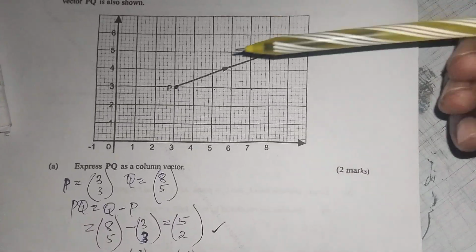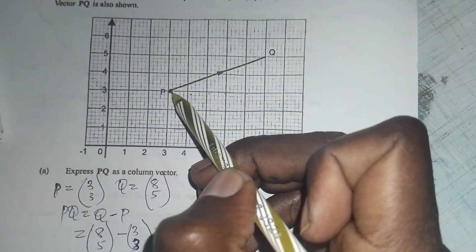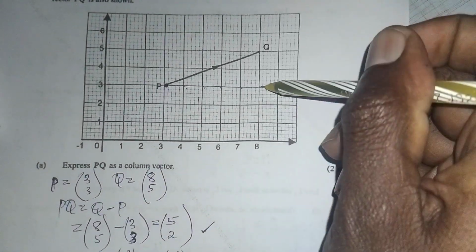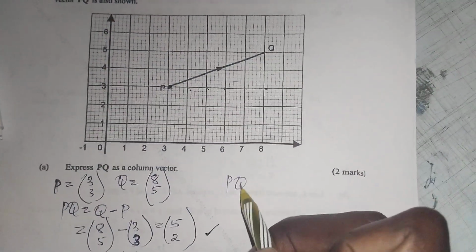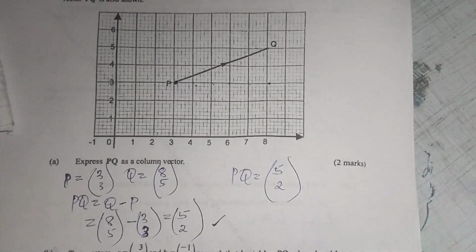Alternatively, you can just look at the vector. You have the displacement on the x-axis: 1, 2, 3, 4, 5. The displacement on the y-axis: 1, 2. Then you have your PQ as (5, 2).